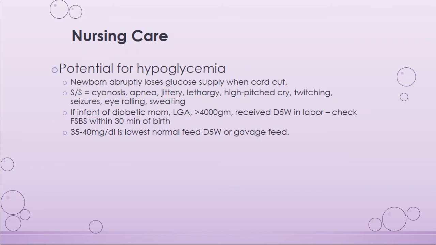They also are at risk for a potential for hypoglycemia. The newborn abruptly loses glucose supply when the cord is cut. Signs and symptoms you're going to see: cyanosis, apnea, jittery, lethargic, high-pitched cry, twitching, seizures, eye rolling, and sweating. If the infant of a diabetic mom is LGA and greater than 4,000 grams, they might have received D5W in labor. Then we're going to check finger stick blood sugars within 30 minutes of birth on these babies. 35 to 40 is the lowest, and we need to feed them, or we're going to need to gavage feed them.